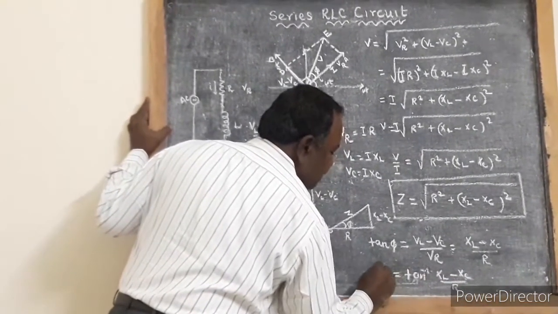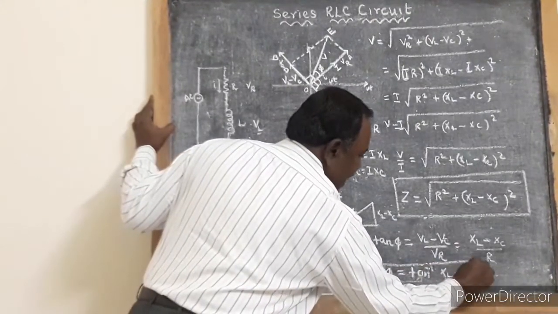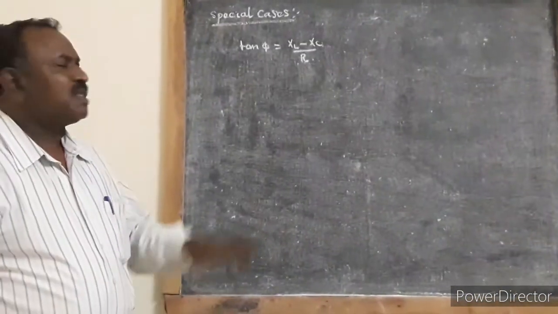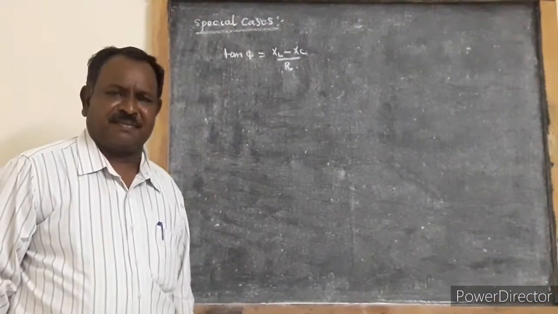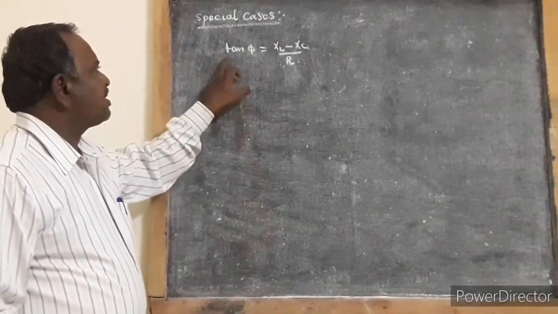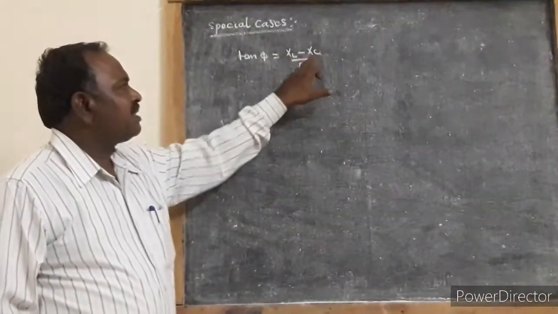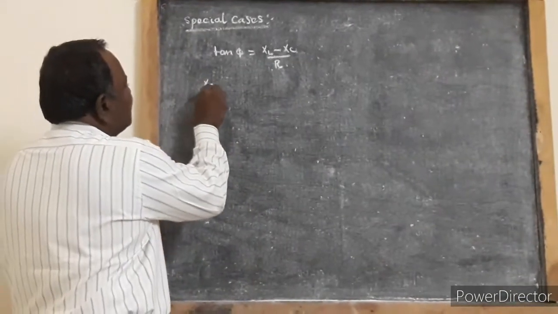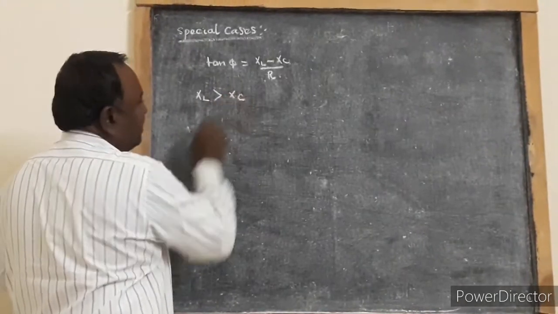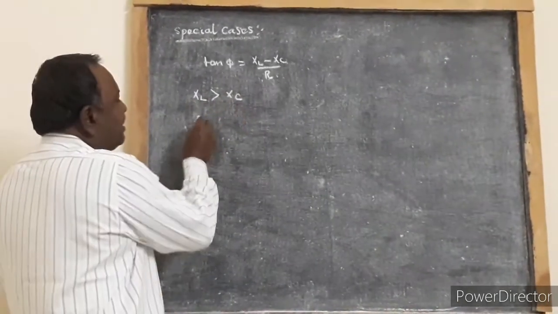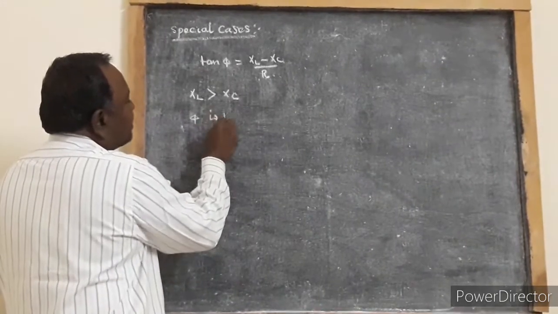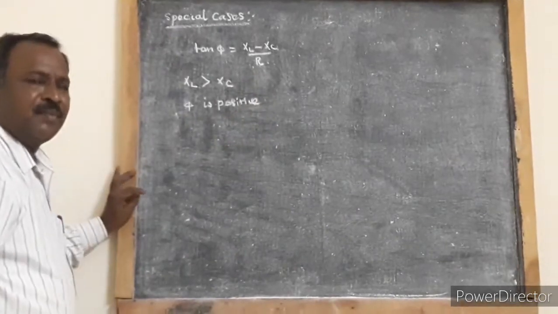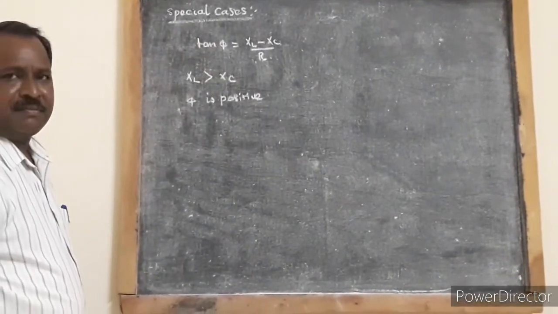This equation gives the angle of the impedance. Next we are going to see what the special cases are. The phase angle is given by tan phi is equal to XL minus XC by R. Now when XL is greater than XC, phi is positive. So the phase angle is positive.